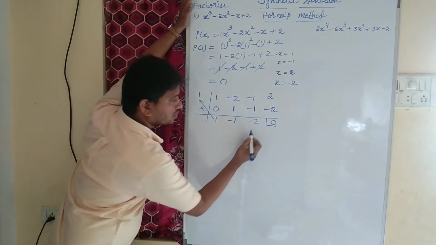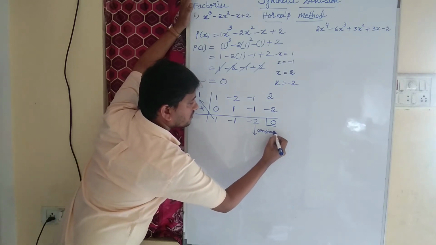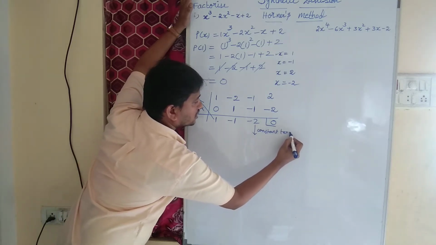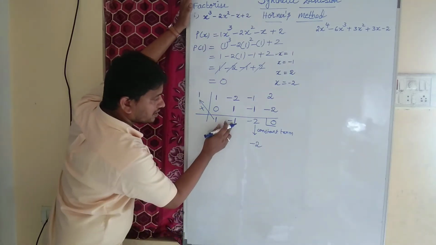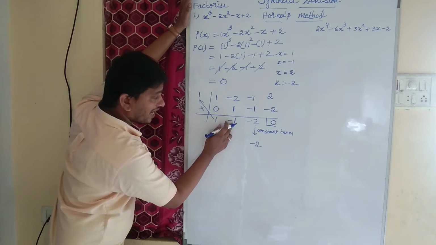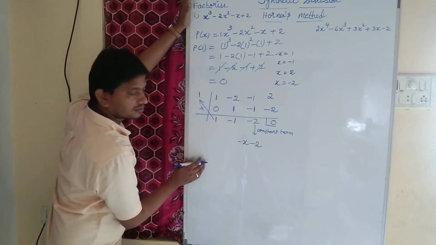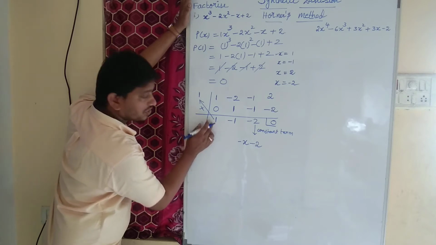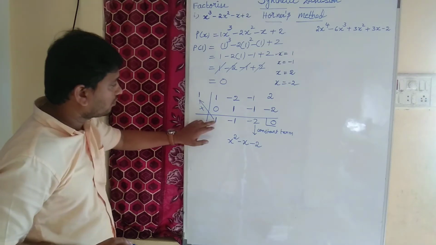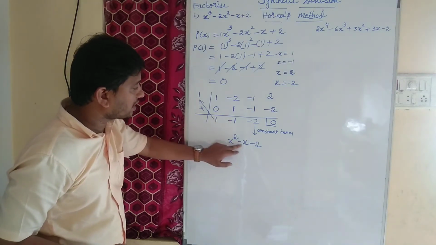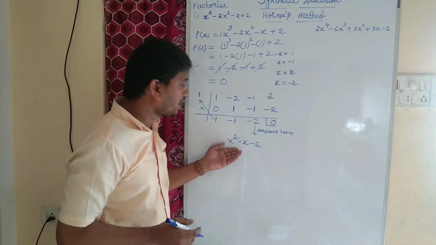See children, this is our constant term. Now this will become our constant term, minus 2. And then this is the coefficient of x, that is minus 1. And this will be the coefficient of x square, that is 1x square. Right? 1x square minus 1 into x minus 2. Now we got the quadratic polynomial.